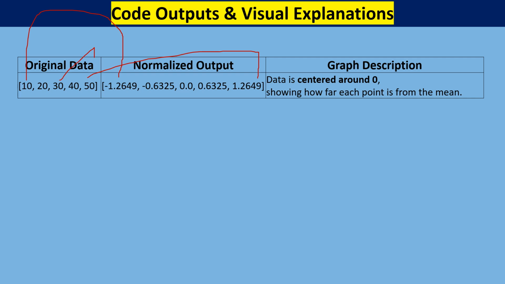On a graph, this would appear centered around 0 with symmetric spacing on either side. Ideal for algorithms that assume a distribution or rely on distance.